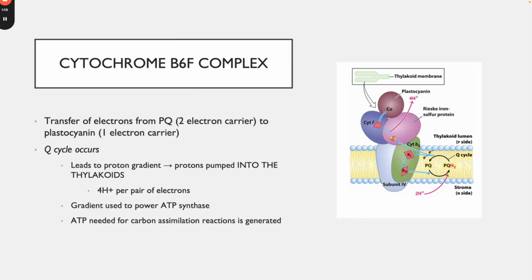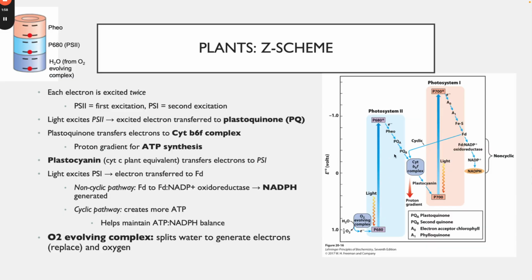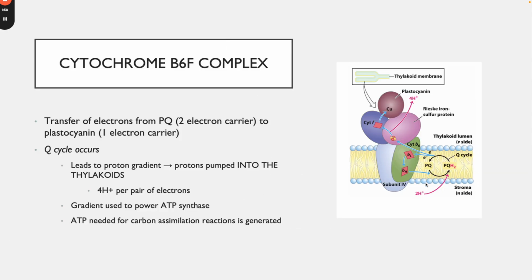Okay. So moving on to cytochrome b6f complex, we're basically transferring the electrons from plastoquinone. So if I go back to this diagram, our plastoquinone all the way to plastocyanin. So that's where we are orienting ourselves. It undergoes the Q cycle and basically leads to a proton gradient, but the protons are pumped into the thylakoid. And so I say it's efficient because now it just goes back the opposite direction, but we'll explain that in a little bit when I talk about ATP synthase. The cytochrome b6f contributes to the gradient to power ATP synthase, and ATP is needed for our carbon assimilation reactions, the Calvin cycle.